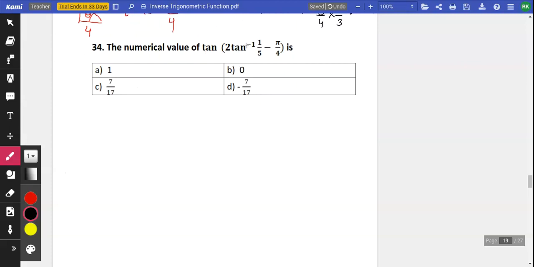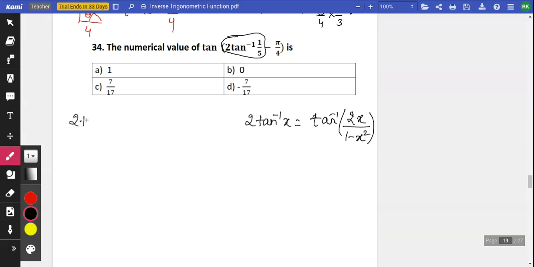In this question, here is again 2 tan inverse 1 upon 5. Using the formula of 2 tan inverse x, basically the formula of 2 tan inverse x is tan inverse 2x upon 1 minus x square. Therefore 2 tan inverse 1 upon 5, applying the same formula, we get tan inverse 2 multiplied by 1 by 5 upon 1 minus 1 by 5 square.